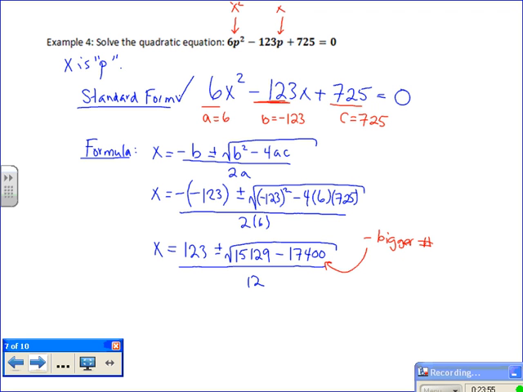So at this point, you can already start to predict that I'm not going to be able to solve this. I'm not going to have a positive value as my radicand. But let's go ahead and just prove it. So 123 plus or minus, let's do the subtraction inside the square root symbol. It's going to be negative 2,271, all divided by 12. So at this point, you cannot go any further because you cannot take the square root of a negative number. So the radicand is negative.